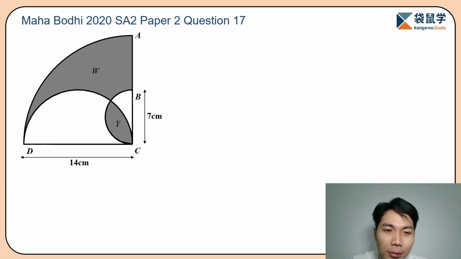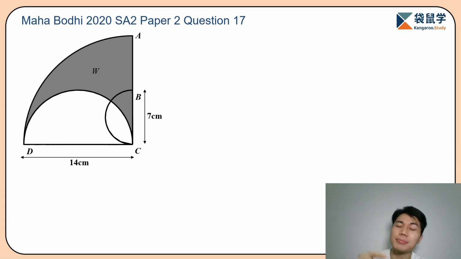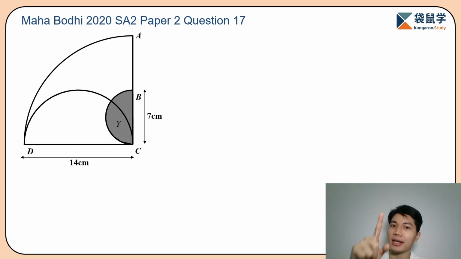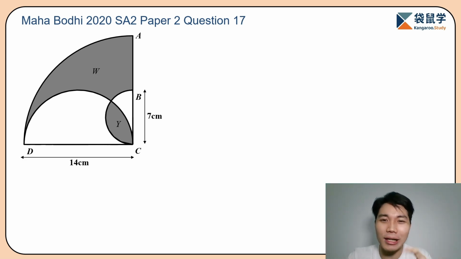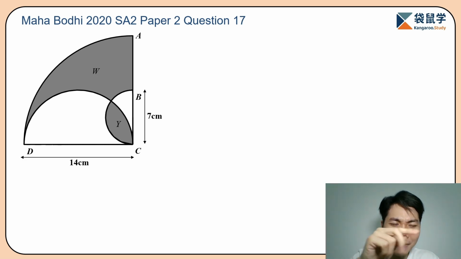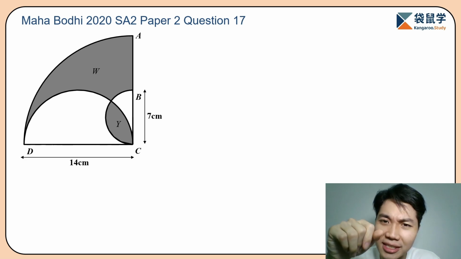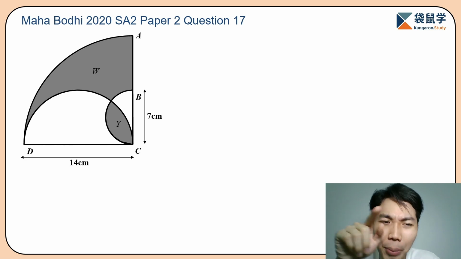We can just find out the figure of that part here, this part, minus the smallest semicircle. Then we can get the difference between W and Y. So let's get down to the calculation. First, we can see we have to do some calculations here. Looks like we need to use the other parts as well.